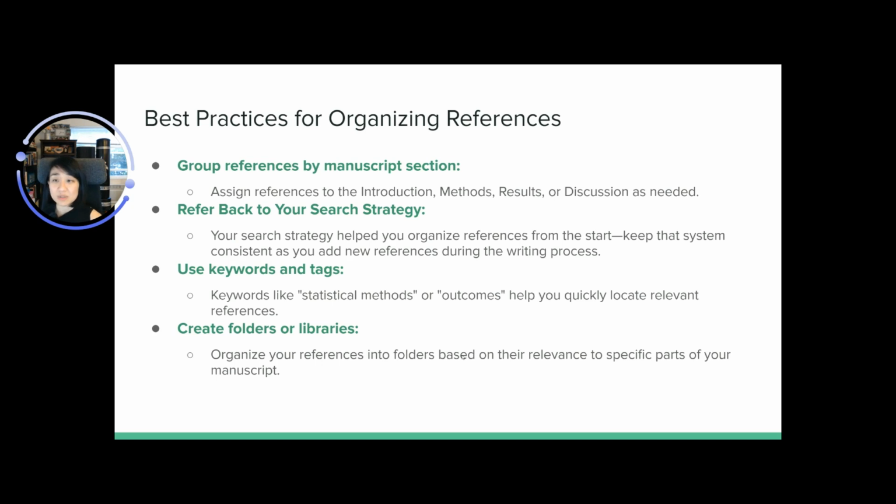Remember when we were starting at the start, when we talk about search strategy? This is where you start thinking about what articles. I tend to put my links and PMID or DOI of articles into those sections, introduction, what articles I'm going to read. That way, when I need to go back to think about what articles, I will go back there, okay? Use keywords and tags. Keywords like statistical methods or outcomes. This will help you quickly locate relevant references and create folders or libraries in your reference management system.